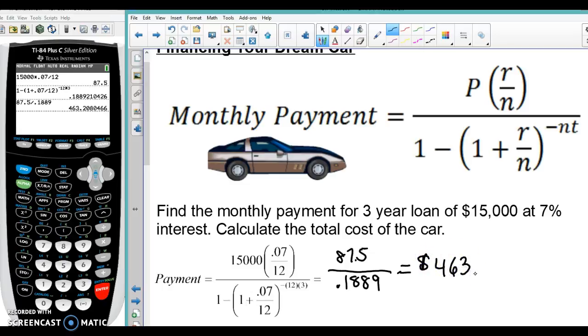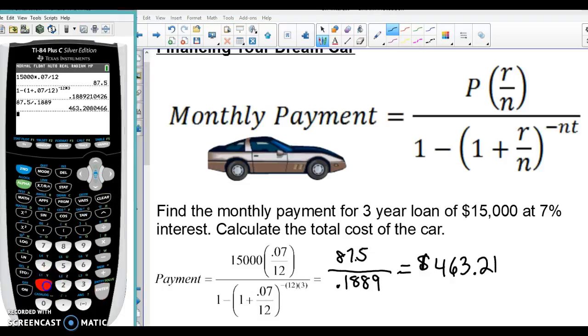So $463.21 is how much I'd be paying monthly for 3 years if I wanted to buy a car that was worth $15,000. Now, is this reasonable? Well, if I had just not had any interest involved and taken $15,000 divided by the 36 months I was going to borrow the money, that alone would be $416.67. So the fact that I got my monthly payment that includes the interest at $463 does seem reasonable.